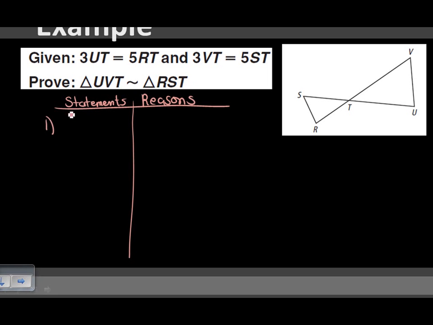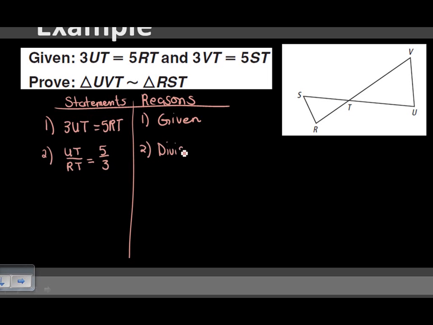Okay, so our first statement is that 3 UT is equal to 5 RT. That's given. And we're looking at UT, this one here, and RT, which is this one right here. Now, if we were to use division, my second step is going to be that UT is to RT just as 5 is to 3. And that's nothing more than the division property.